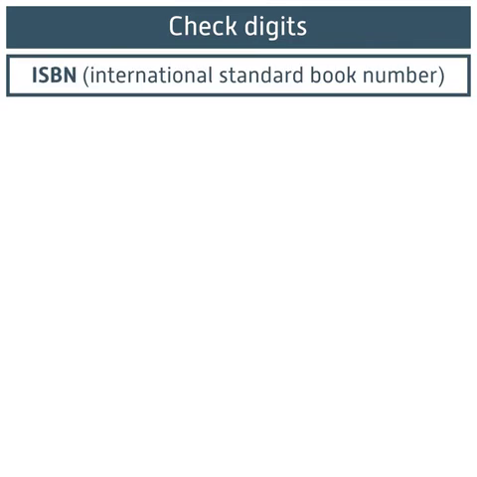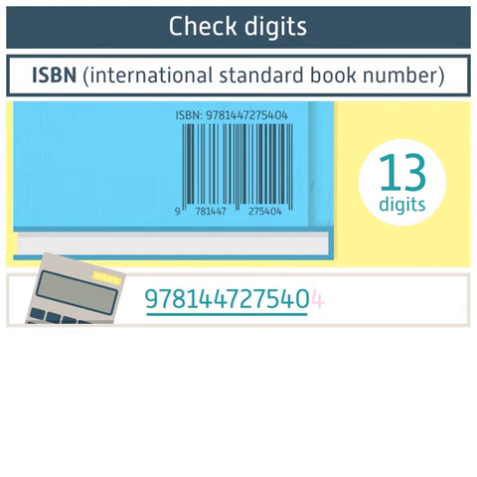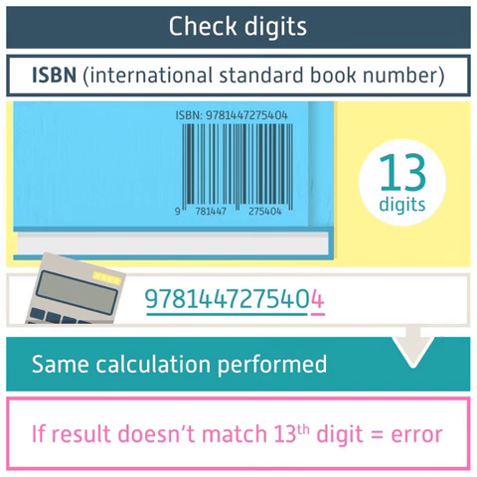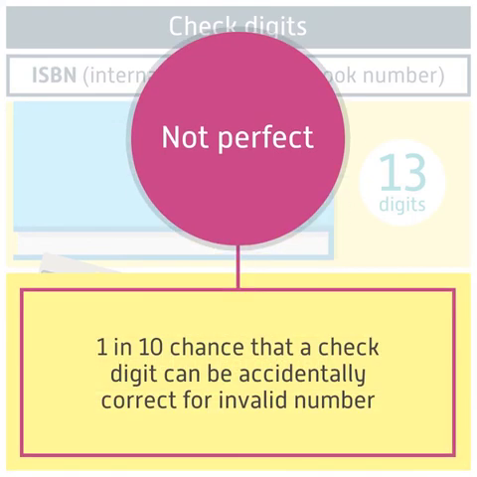Another approach is to use check digits. An ISBN, or International Standard Book Number, is used to uniquely identify books. ISBNs consist of 13 digits. A calculation is performed on the first 12 digits to produce the 13th, which is then included as part of the number. When an ISBN is entered or transmitted, that same calculation is performed on the first 12 digits. If the result of the calculation does not match the 13th digit, an error has occurred. Of course, this system is not perfect, as there is a 1 in 10 chance that a check digit can be accidentally correct for an invalid number.